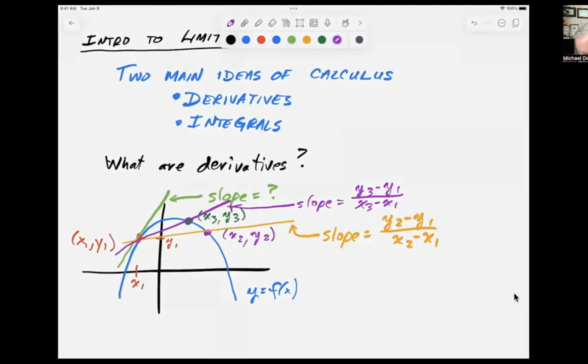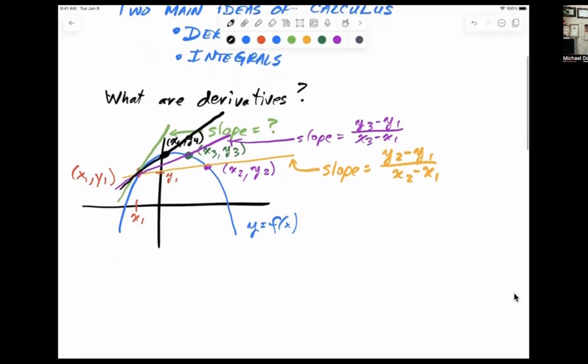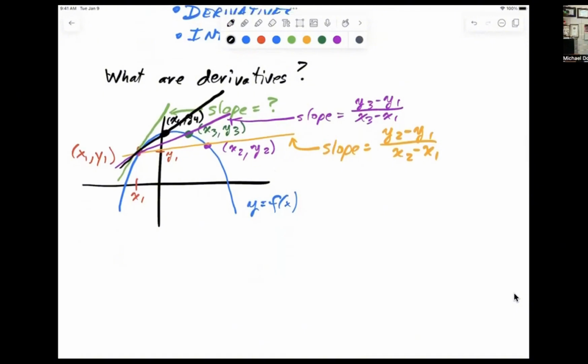So if I take another point closer and closer, right? And as I do that, I'm going to get a better and better approximation of the slope of the tangent line, the slope of that green line. All right. This idea of getting closer and closer to a point is known as the limit.